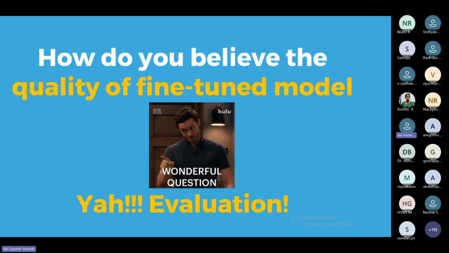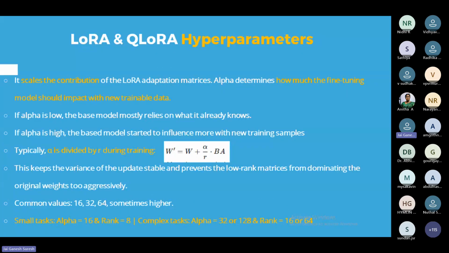If you talk about alpha, it scales the contributions of the LoRA adaptation matrices, and alpha determines how much the fine-tuned model should impact the new trainable data. There is another parameter, the rank. So what does that mean? If you choose the rank, this defines the accuracy of your model, the accuracy of the data your model trains on. But what is alpha? In the sense, how effectively your model understood the data. That's what your alpha determines.